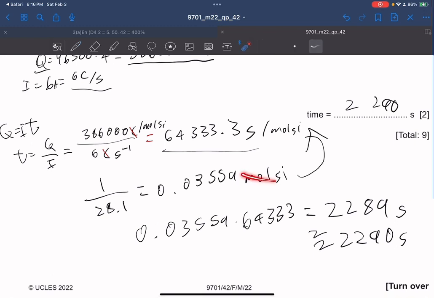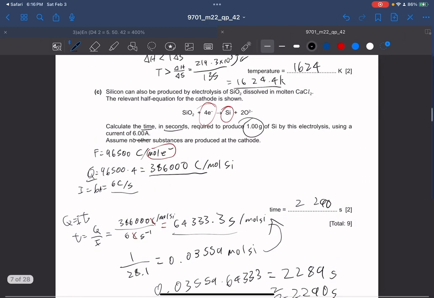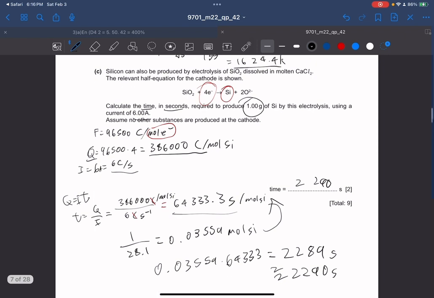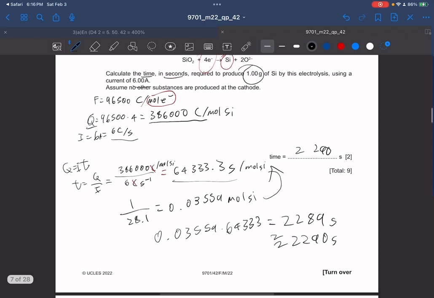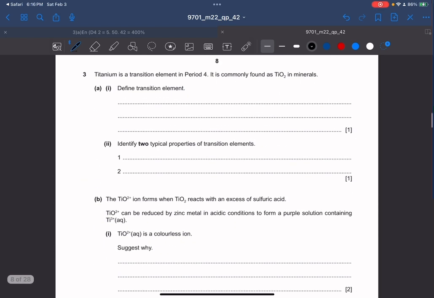And what's going to happen is these are going to cancel out and you have the time here. So I apologize if that was confusing. I'm not very good at explaining these sort of topics, but I think you should be able to figure out what's going on here. Alright, so next we're going to move on.